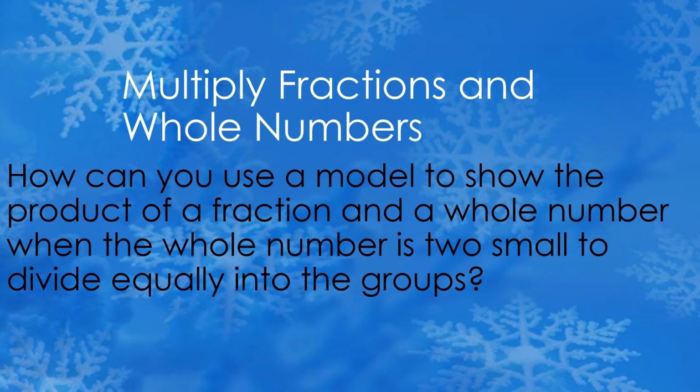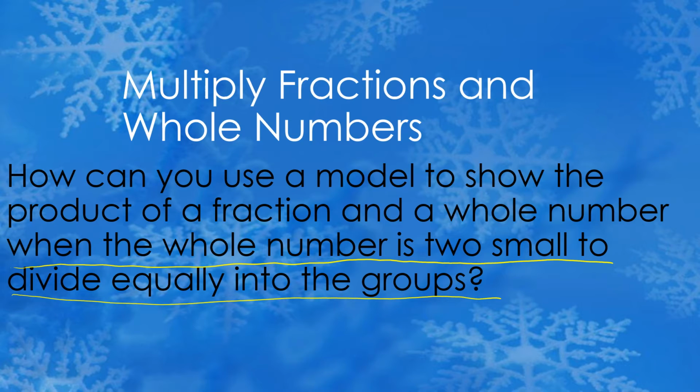So we're multiplying fractions and whole numbers. How can you use a model to show the product of a fraction and a whole number when the whole number is too small to divide equally into the groups? If you remember from yesterday's lesson, we had something like 3/4 of 16. And the model told us to take 16 and divide it into 4 groups. 1, 2, 3, 4. We get 4 in each group. I count 3 of them, so the answer is 12, right?